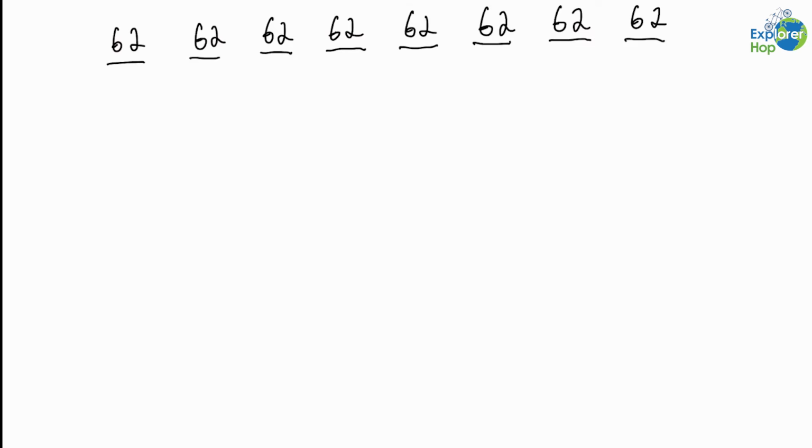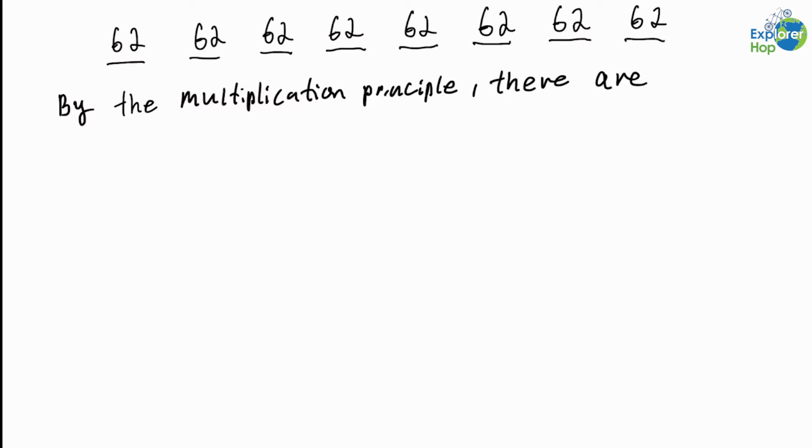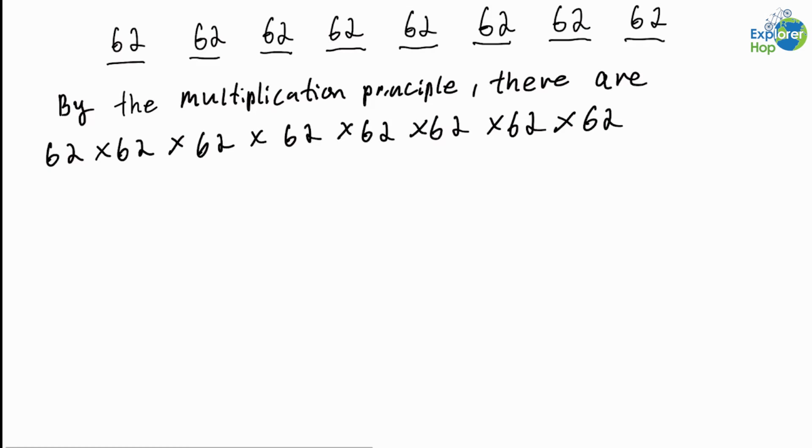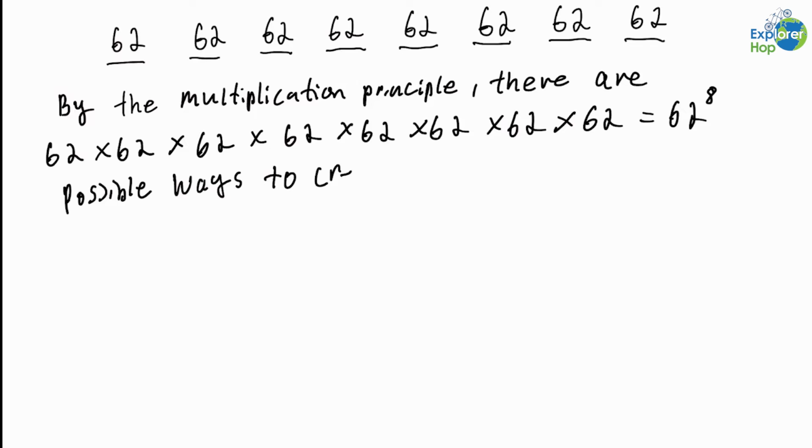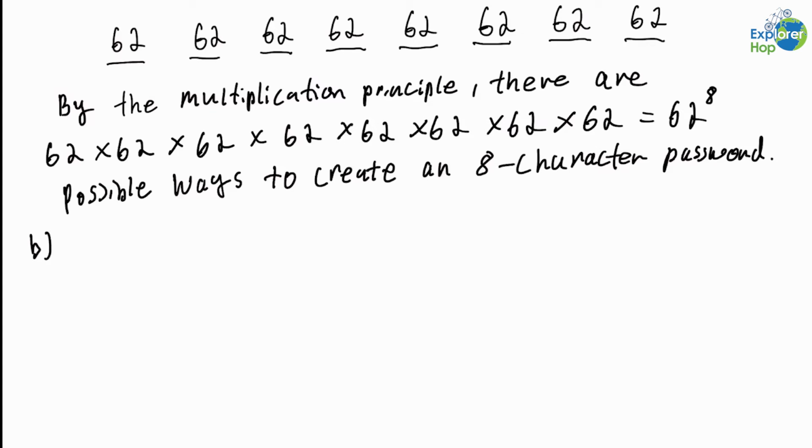And so thus, by the multiplication principle, there are 62 times 62 times 62 times 62 times 62 times 62 times 62 times 62, which is equal to 62 to the 8 possible ways to create an 8-character password. And that's it for part A. Now let's move on to part B.